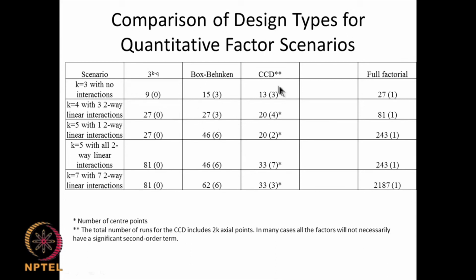So, as you can see, CCD appears to be very efficient when compared to any of these designs, Box-Behnken or 3^(k-q) or full factorial design actually. And also you can see we can get center points, that is very important. Both these designs give enough number of center points which will help you to estimate the errors. So, CCD appears to be the best if you are looking at a quadratic type of model or higher order models.